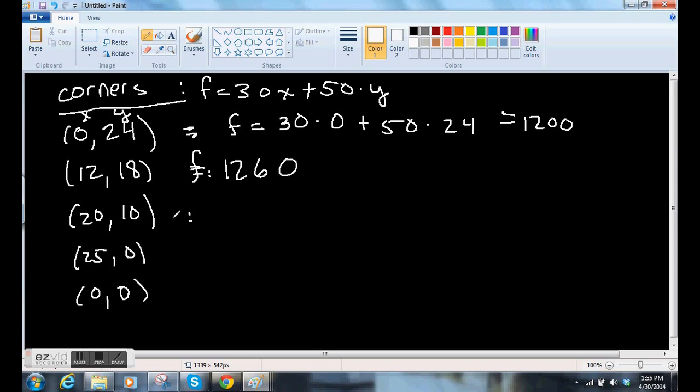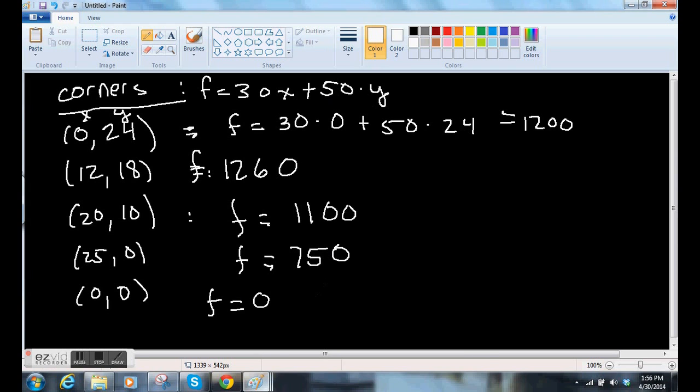Whatever you're trying to maximize at the point 20, 10, your f is going to be equal to 1100, and I'm just plugging x as 20 and y as 10 in there. When f is 25 and 0, you get 750, and at 0, 0, you get 0, so that's probably why they don't often include this one.